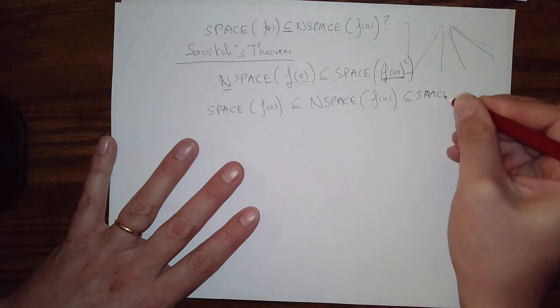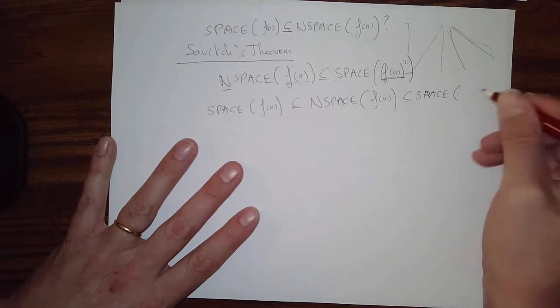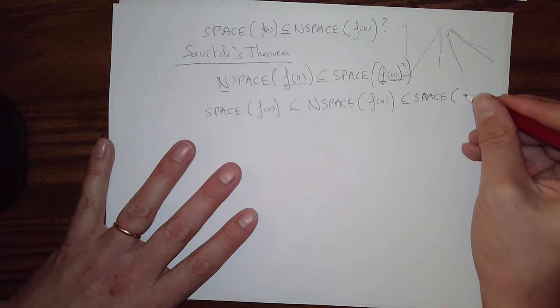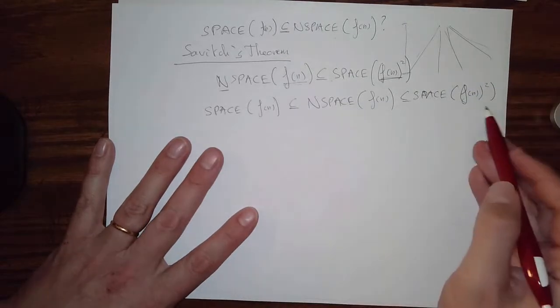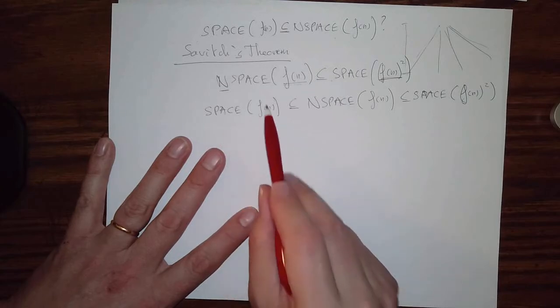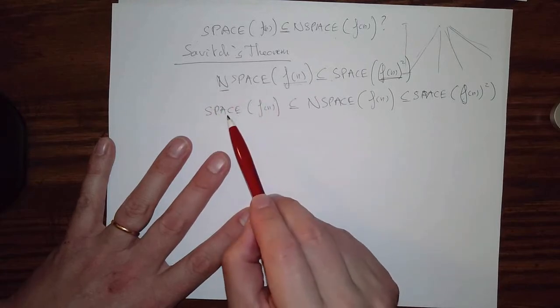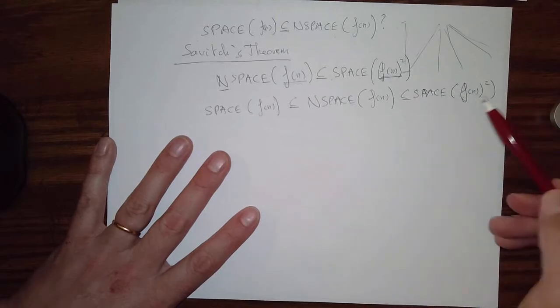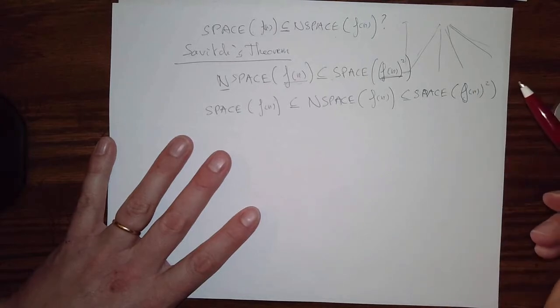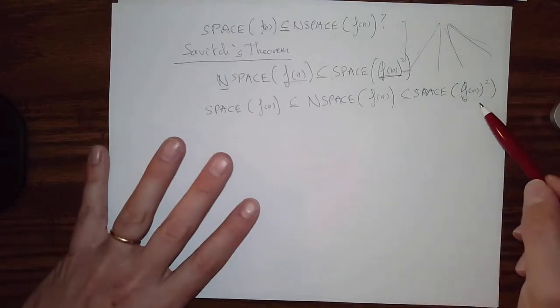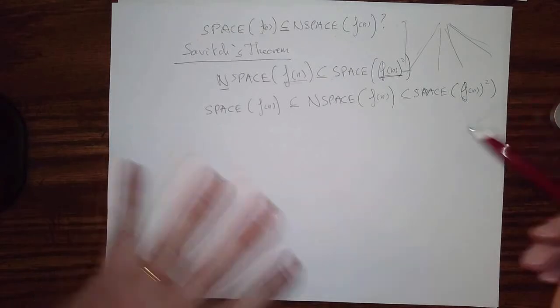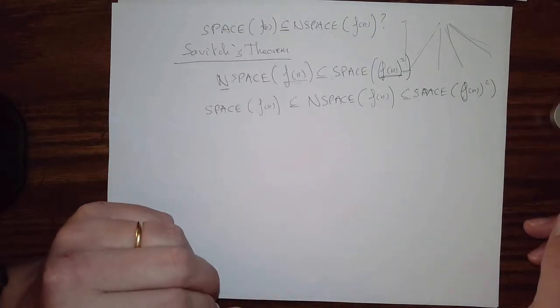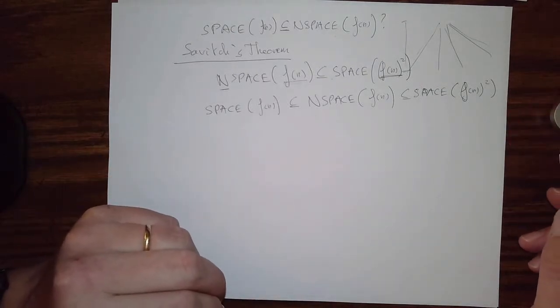So if you want to compare NSPACE to its deterministic Turing machine equivalent, it's going to be somewhere between the same thing with a deterministic Turing machine, and the deterministic Turing machine using not twice as much space, but the square of the space. The amount of space squared.